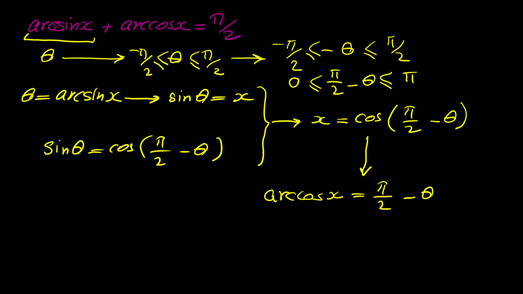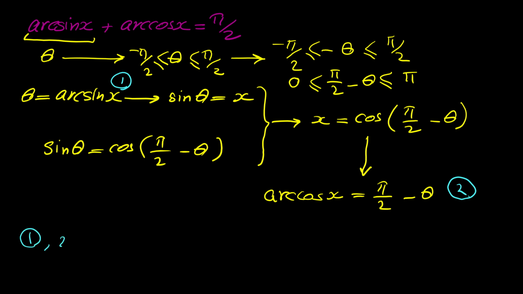We are almost done. We almost finished our proof. Look at this. We know that theta is arcsine of x. And also we have this relation: arccosine of x is pi over 2 minus theta. So we have this relation. Let me name this relation number 1, and let me name this relation number 2.